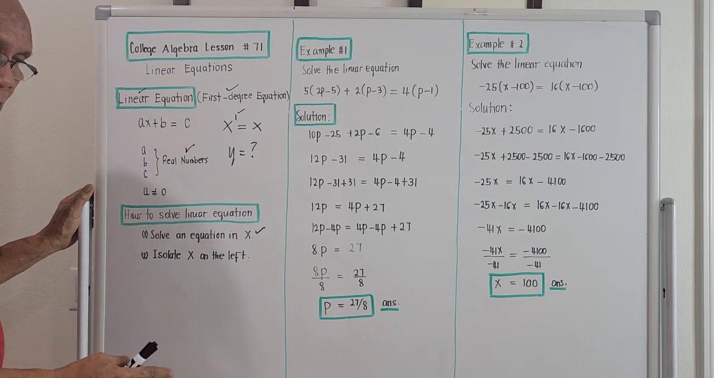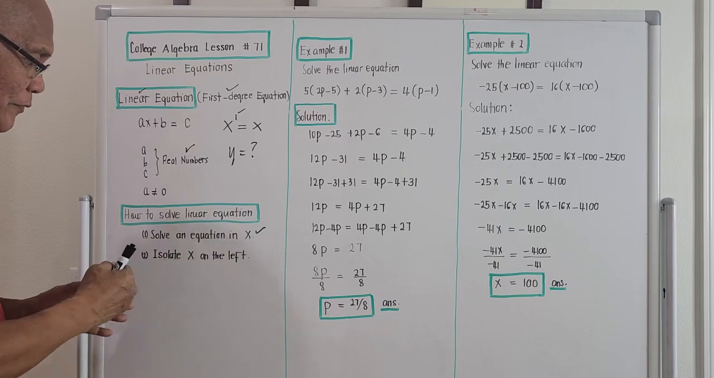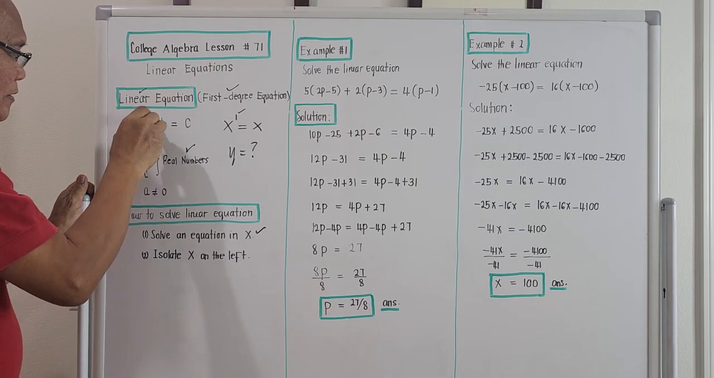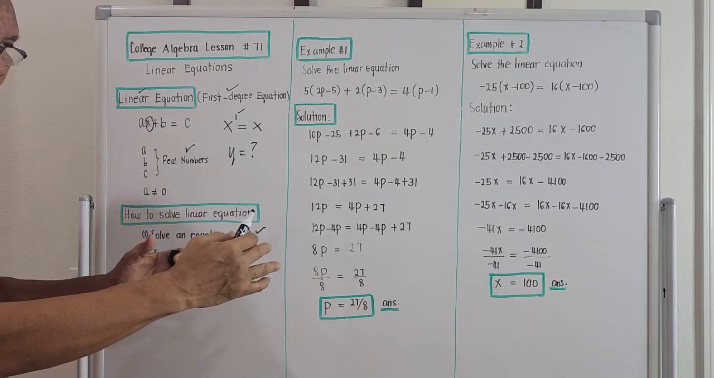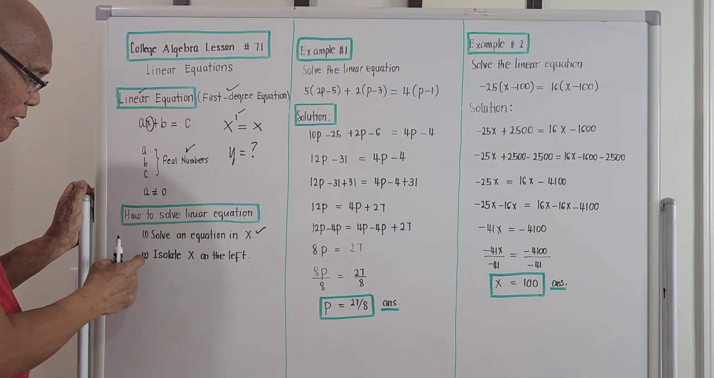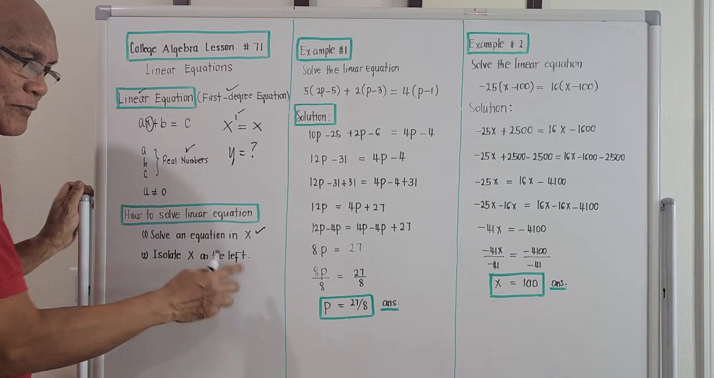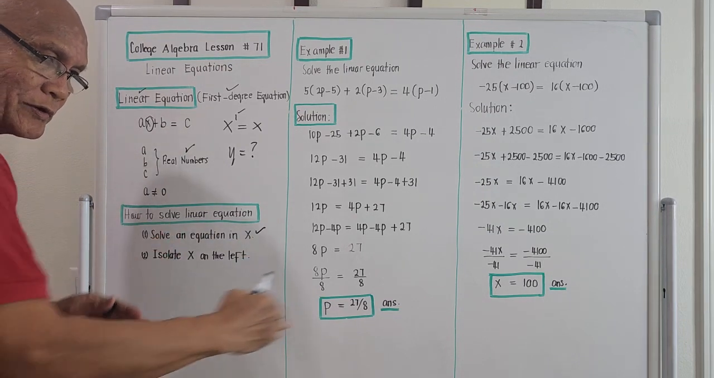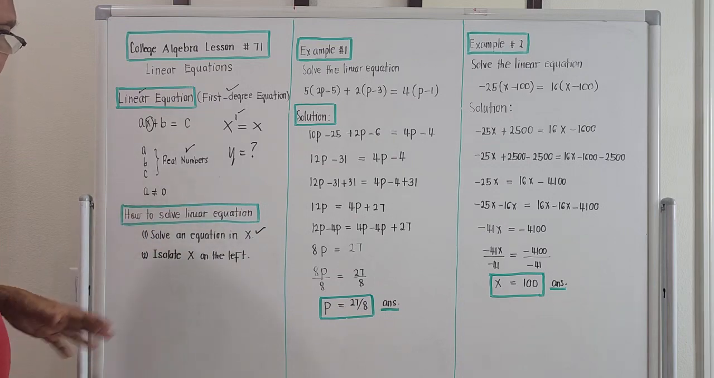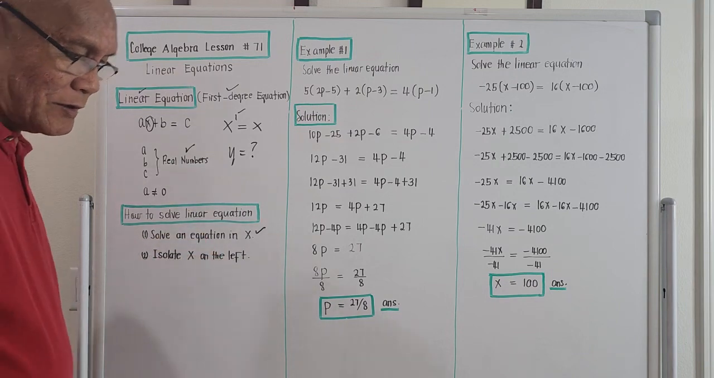Number 2, the proper way to solve it: try to isolate x on the left hand side. Try to maintain the location of x always on the left hand side, and all constant terms to the right. That's why, under how to solve, isolate x on the left. If you isolate x on the left, all the constant terms should go to the right. That's the proper way to solve the equation. Whatever operation is needed, just perform it. Okay, let's bring out an example problem.